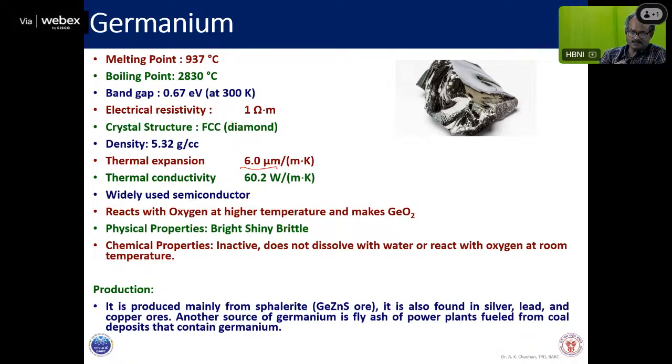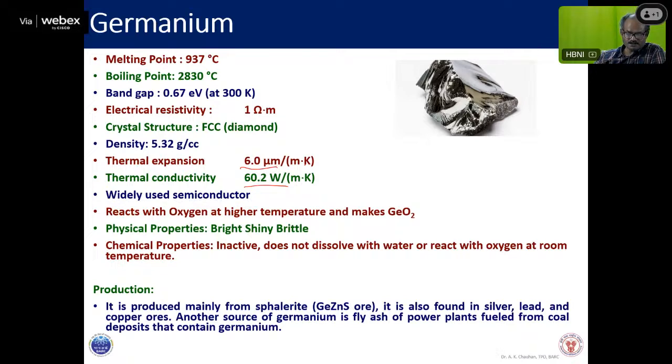It expands with this rate of thermal expansion, and these properties are important for the crystal growth purpose. And thermal conductivity is 60 watt per meter Kelvin. And this is 6 micrometer per meter Kelvin. And it is a very widely used semiconductor. It reacts with the oxygen at high temperature and makes germanium oxide.